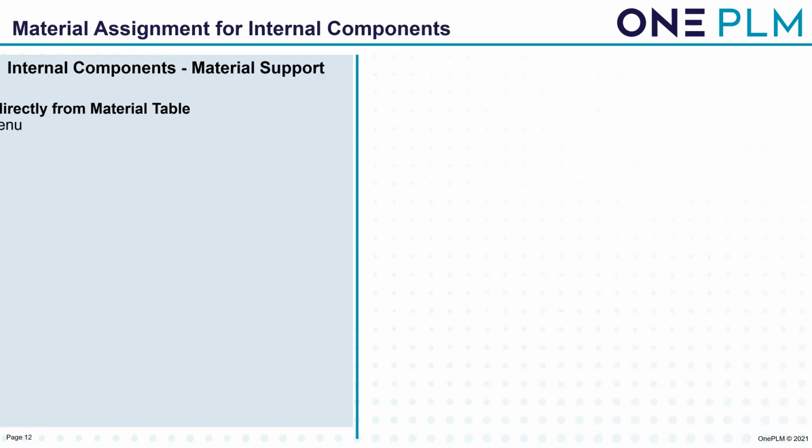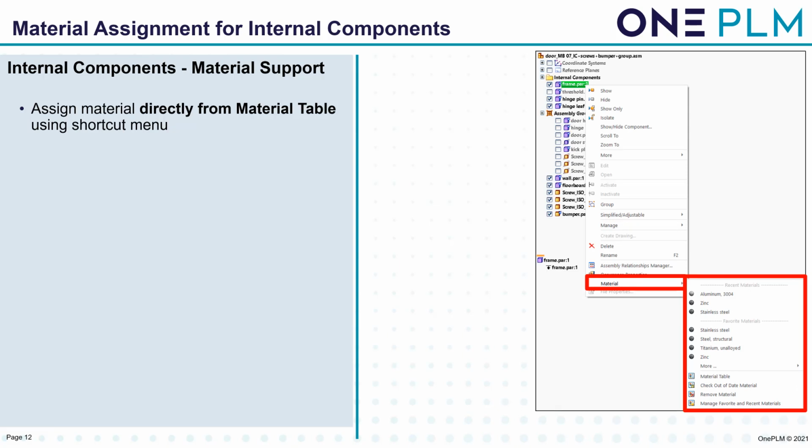So one thing that I mentioned at the start is material support. We can assign material directly from the material table using the right-click shortcut menu per body. So you can see we've got this new purple icon on the right, and you can click on there and you can go and assign a different material to each of those parts, even though each of those parts is really just a couple of bodies potentially.